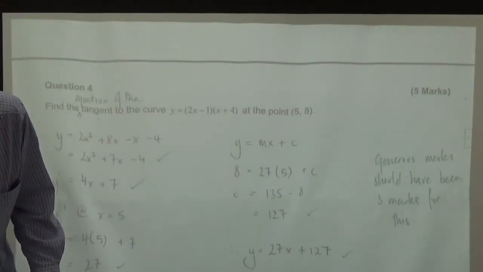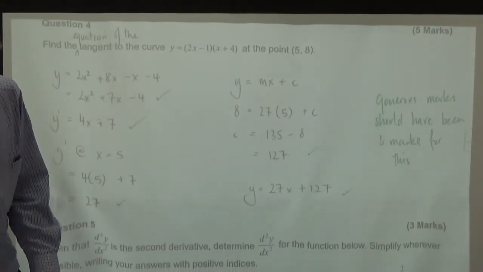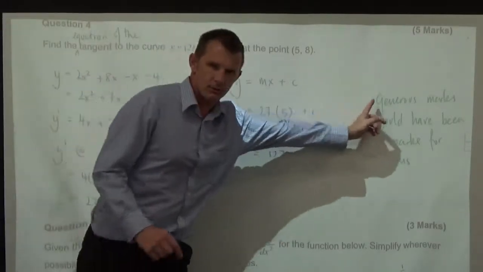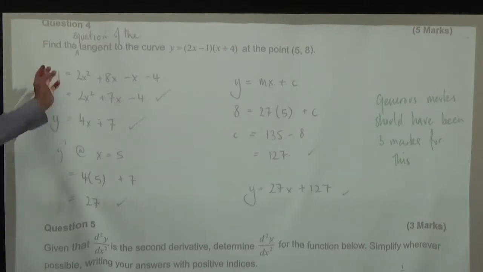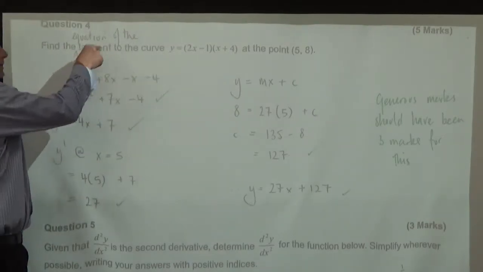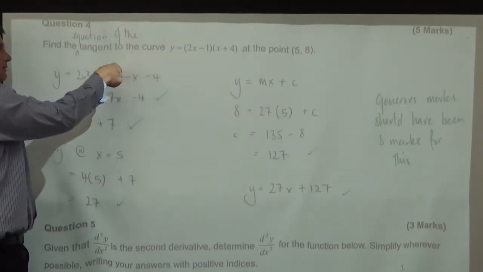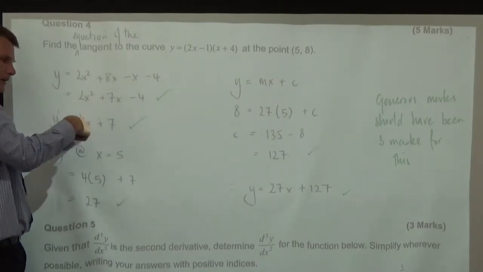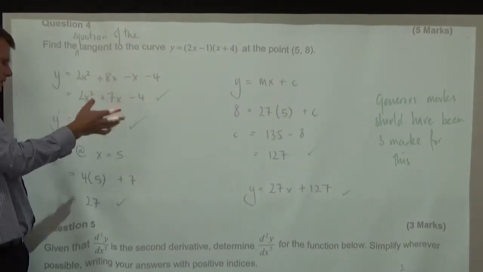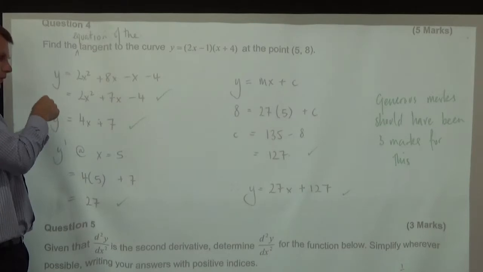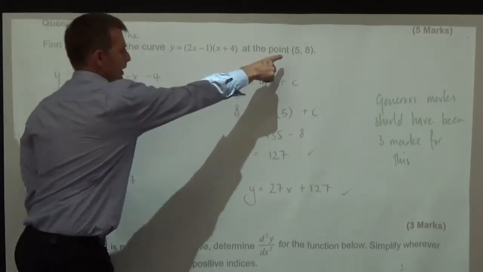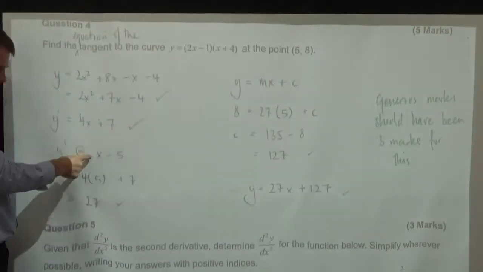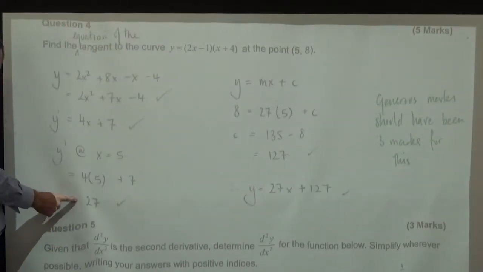Okay, question number 4. The equation of the tangent of the curve. Now this was a bit generous. 5 marks, should have been 3. Well, let's see. The tangent of the equation means that I need to expand and then differentiate. Once I've got the derivative, or the gradient function, I'm going to put x equals 5 in and get the gradient at x equals 5.